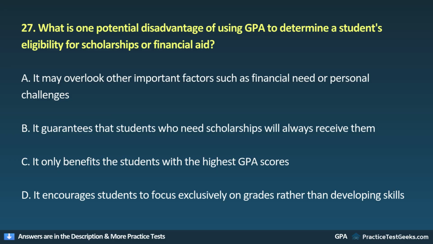A. It may overlook other important factors such as financial need or personal challenges. B. It guarantees that students who need scholarships will always receive them. C. It only benefits the students with the highest GPA scores. D. It encourages students to focus exclusively on grades rather than developing skills.